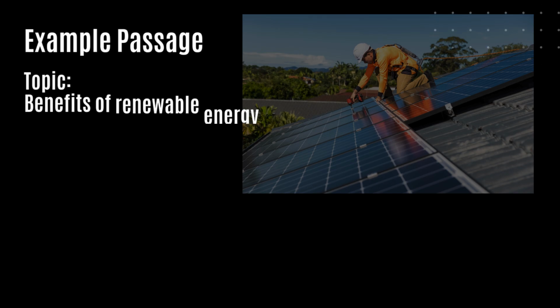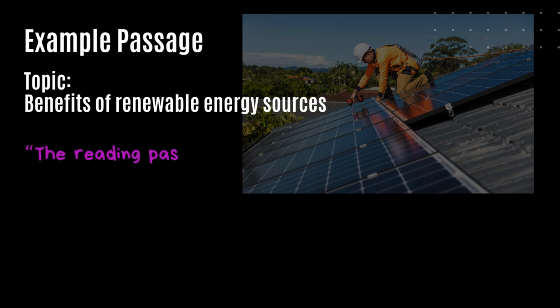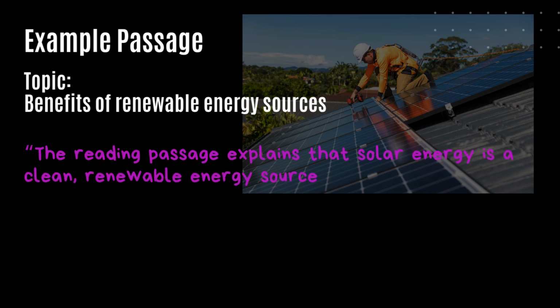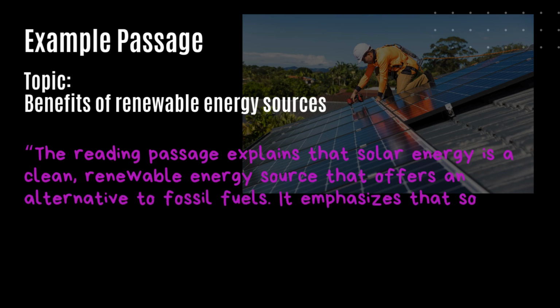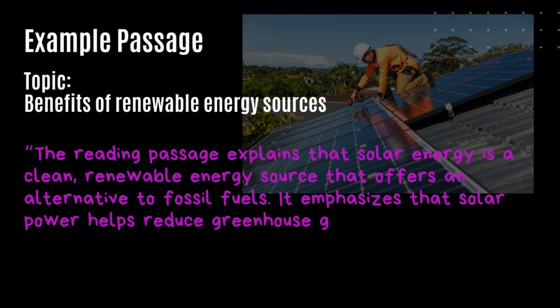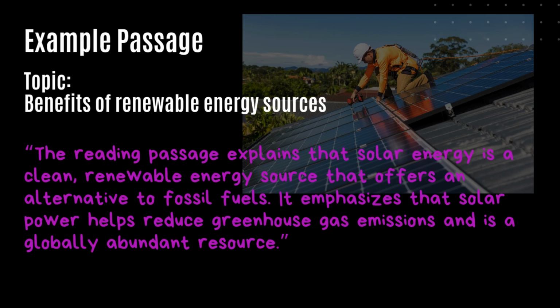For example, for a passage that discusses the benefits of renewable energy sources, specifically solar power, you might summarize the main idea by saying something like this. The reading passage explains that solar energy is a clean, renewable energy source that offers an alternative to fossil fuels. It emphasizes that solar power helps reduce greenhouse gas emissions and is a globally abundant resource.